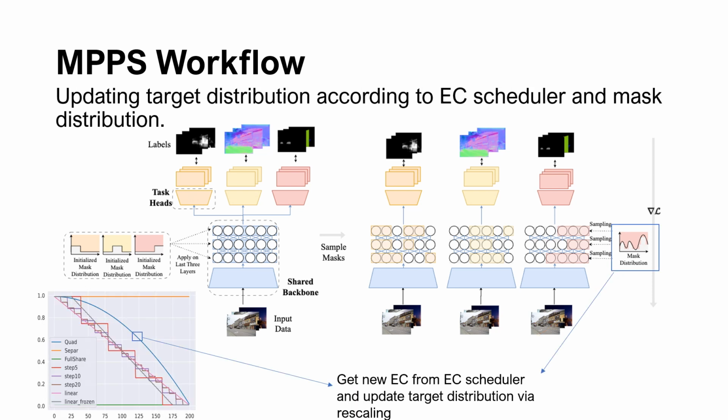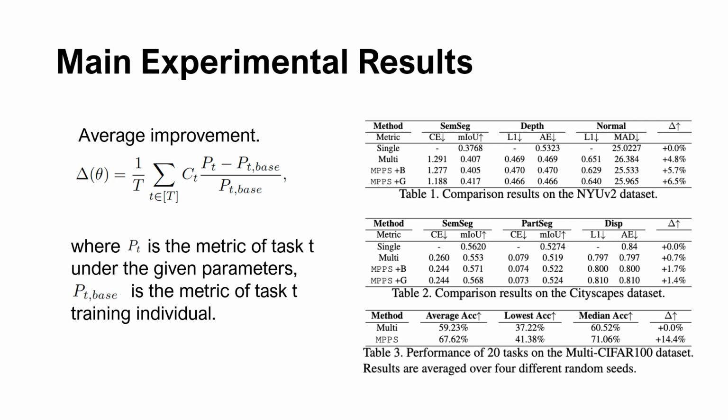After we have updated the mask distribution, we obtain the target EC for the next iteration according to the EC scheduler, and change our target distribution using a rescaling method. This target distribution will be used to encourage the mask distribution to reduce its EC in the next iteration. We use average improvement compared with single-task training to indicate the effectiveness. CT indicates whether a higher value is better or a lower value is better.